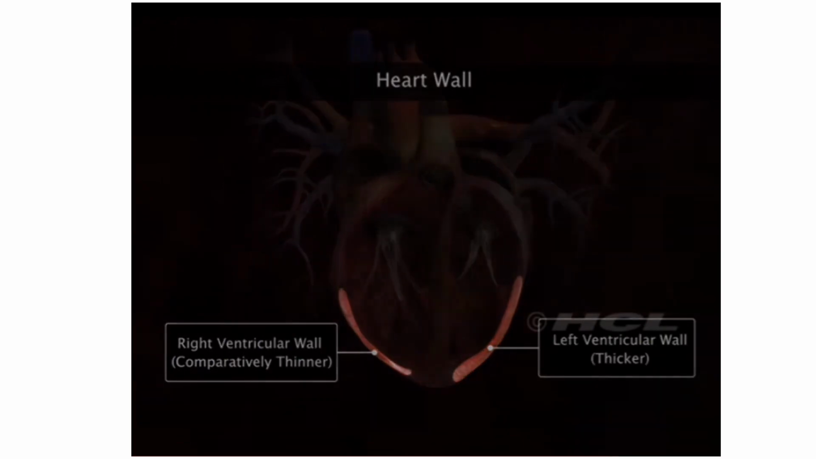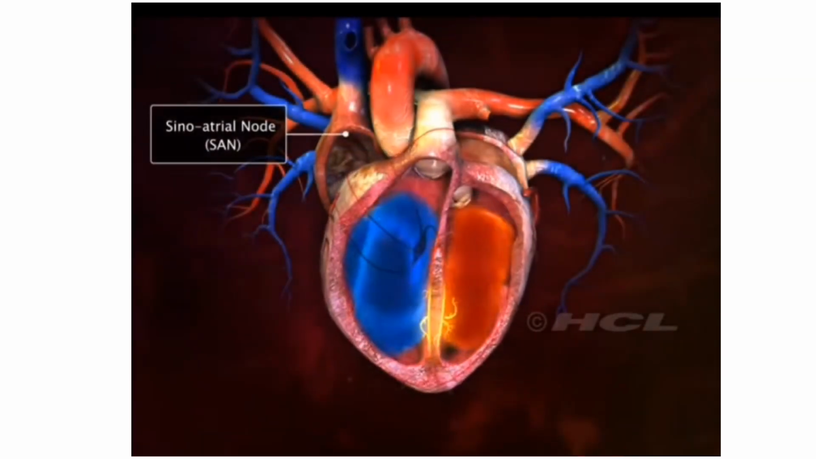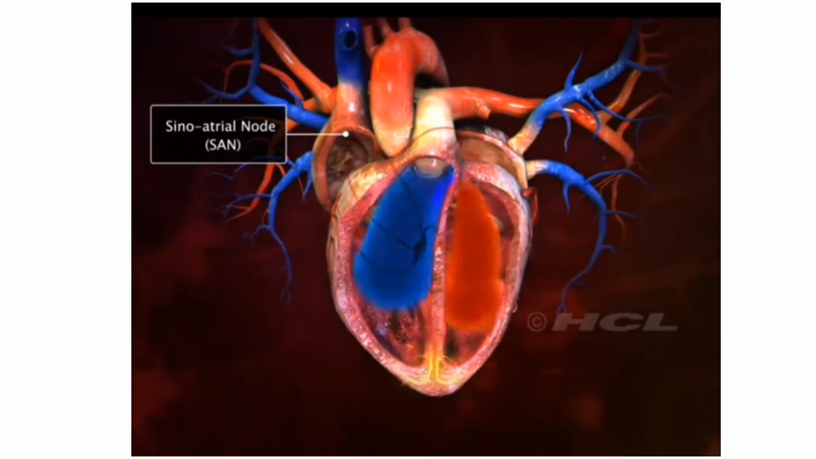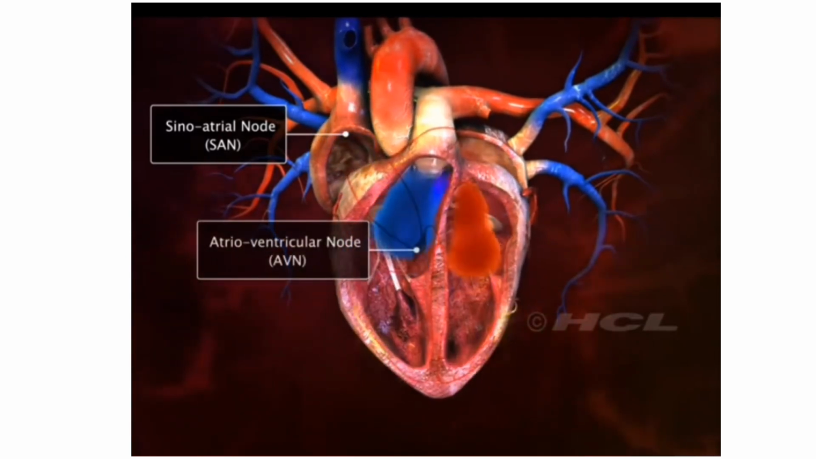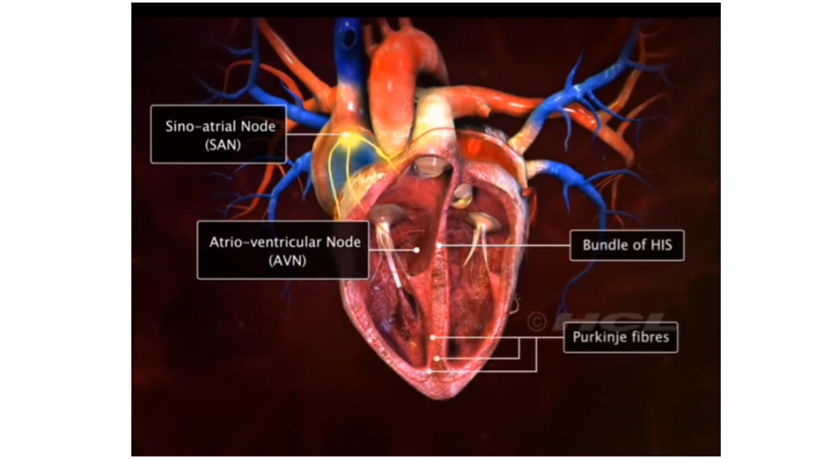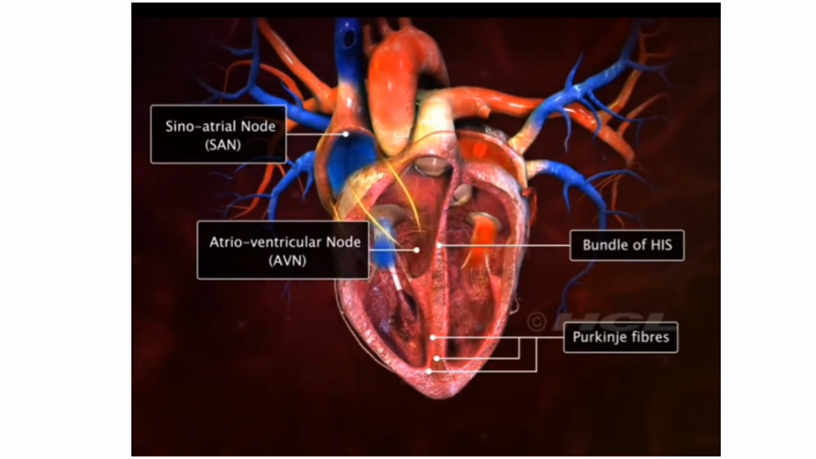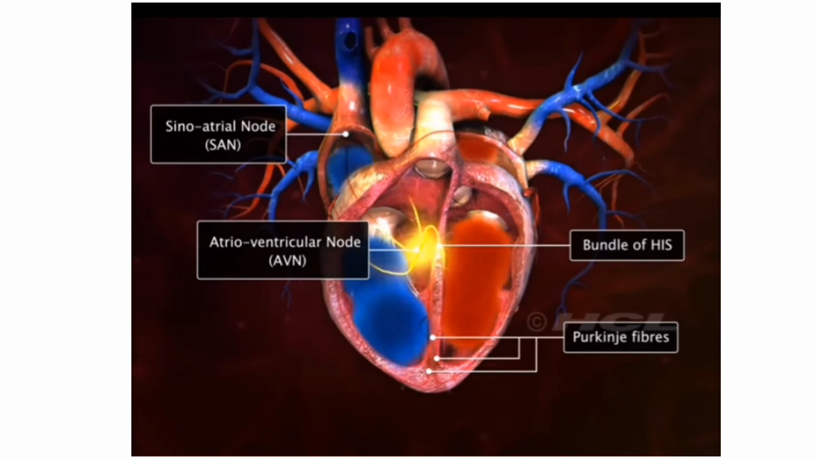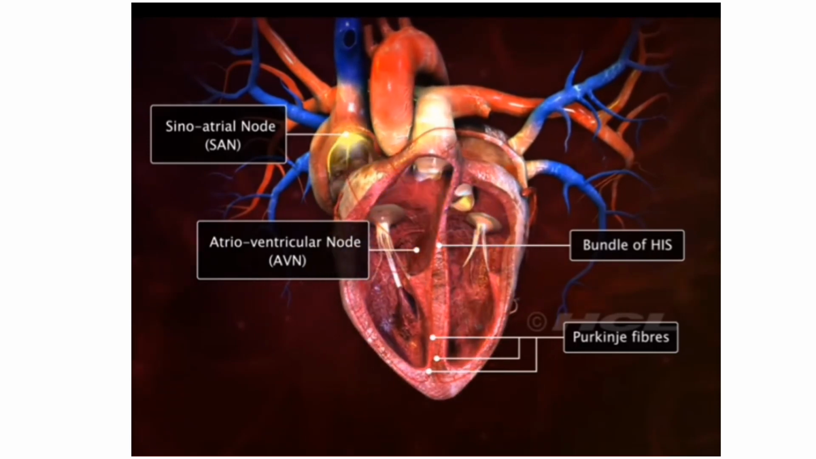Now understand how the heartbeat is maintained. There are some nodes like the sinoatrial node, which is called the SA node, and the atrioventricular node, which is called the AV node, and the bundle of His, and also the Purkinje fibers. These are all specialized cardiac fibers, which are auto excitable and maintain the heartbeat without the need of any external stimulus. I hope that this animation and explanation makes your concept clear.